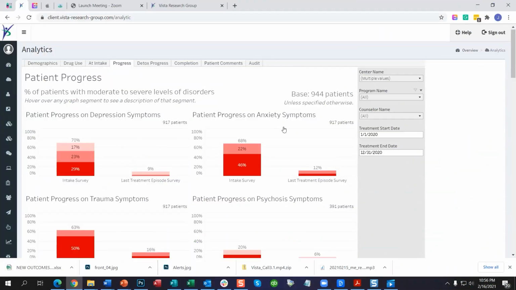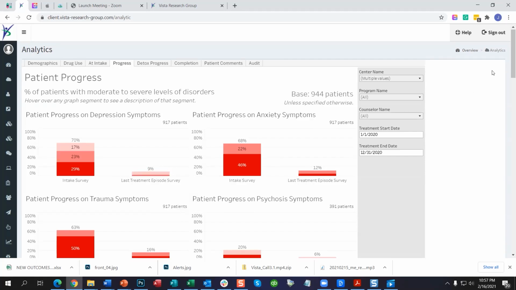Vista's data analytics platform lets you look at 40 different patient-reported metrics by program, by clinician, and by time period. This is the patient progress chart. What you can see is that 70% of the patients came in reporting being moderately or severely depressed. And by the time they left treatment, this had dropped to 9%.